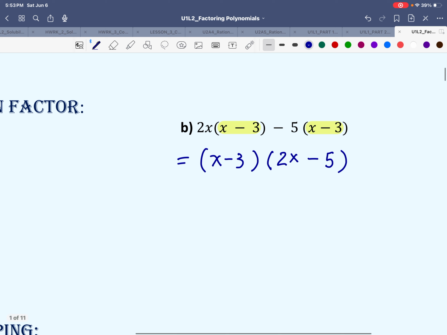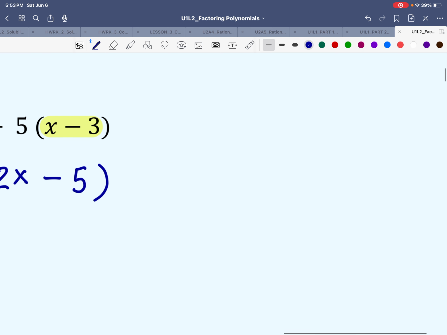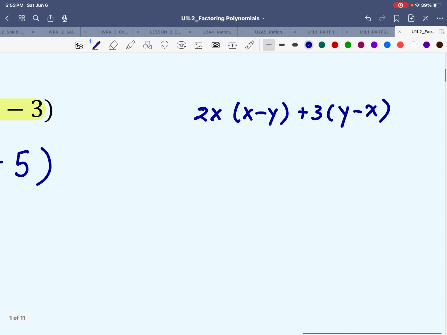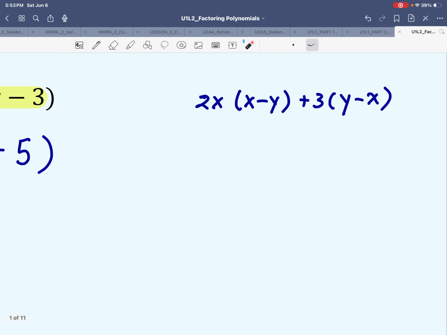Now, sometimes you may see some more funny looking questions. And I'm just going to make up an example in here. So say that we have 2x times x minus y, and then plus 3, and then y minus x. So this could be a little bit of a harder question. Just came up with it because I think that's an interesting question that we normally like to discuss, especially to develop our thinking skills. So as you can see here, x minus y, y minus x look pretty much alike.